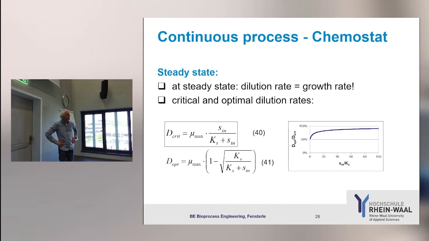Mu max is constant. Mu max is specific for a substrate and a given organism. Of course, you will have to measure that for your certain setting, temperature dependent, pH dependent and so on. But of course, you can use tabulated values there.